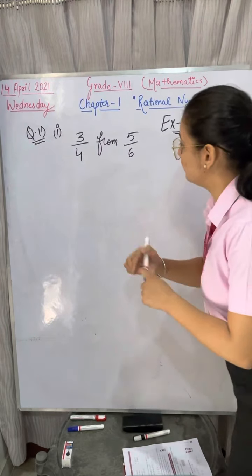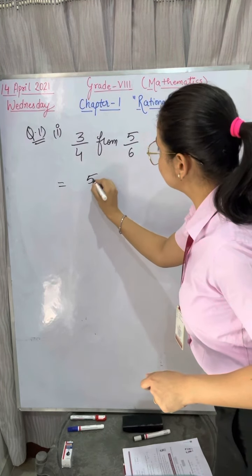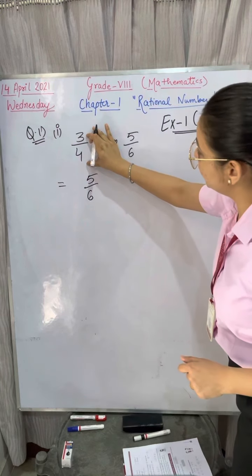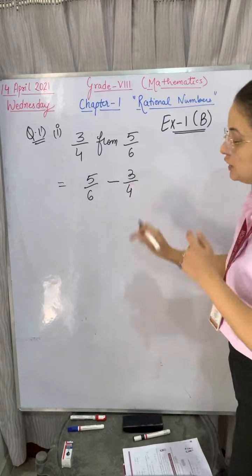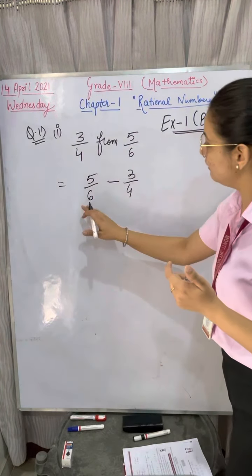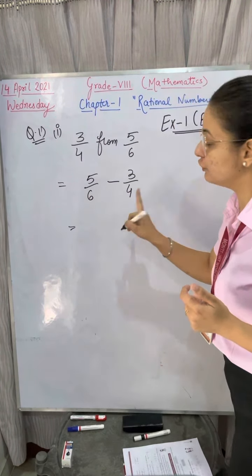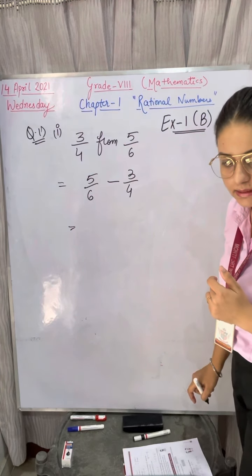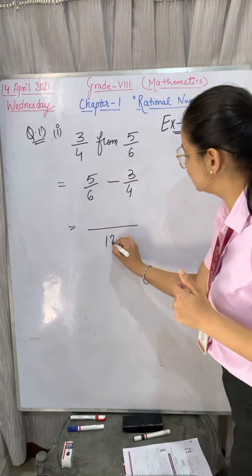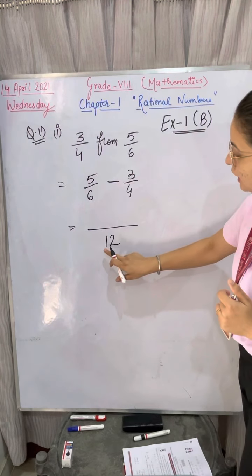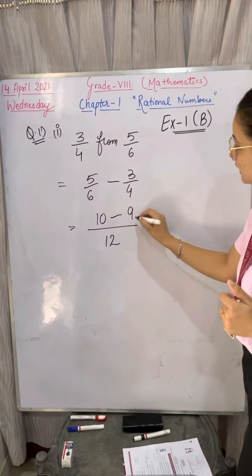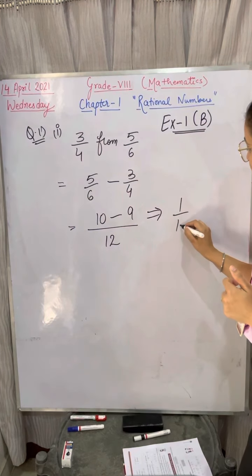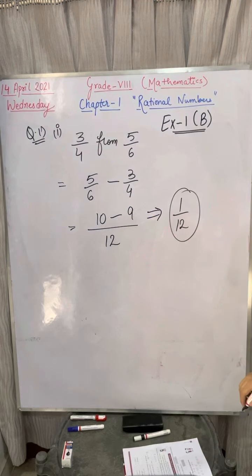How can we subtract? Write 5 upon 6 in the beginning and 3 by 4 from this. 3 by 4 means minus 3 by 4, and then you have to subtract. Now what will we do? We will take the LCM of 6 and 4. LCM of 6 and 4 is, very good, 12. 6 2s are 12, 2 5s are 10. 4 3s are 12, 3 3s are 9. My answer is 1 upon 12. This is the answer.